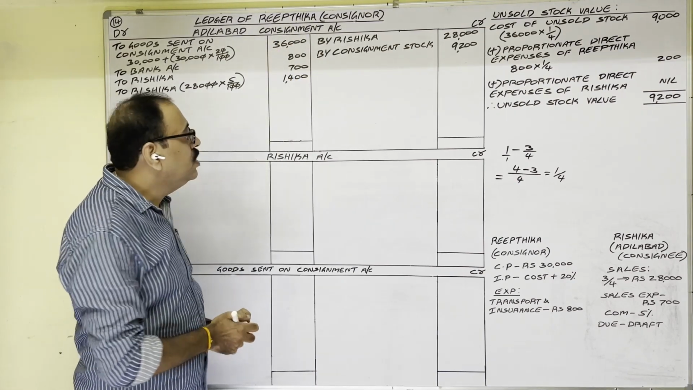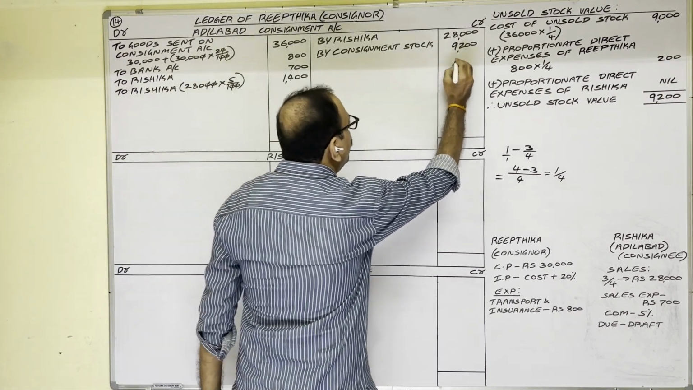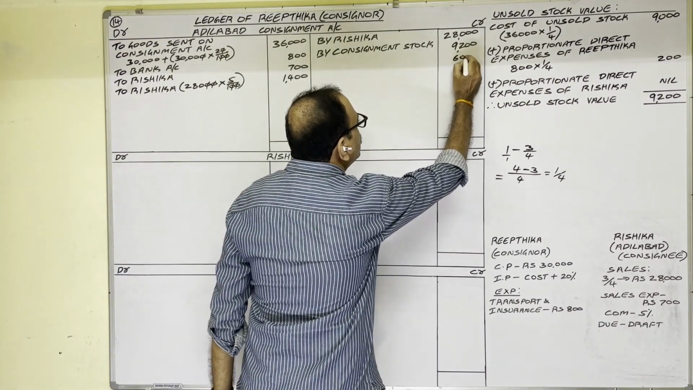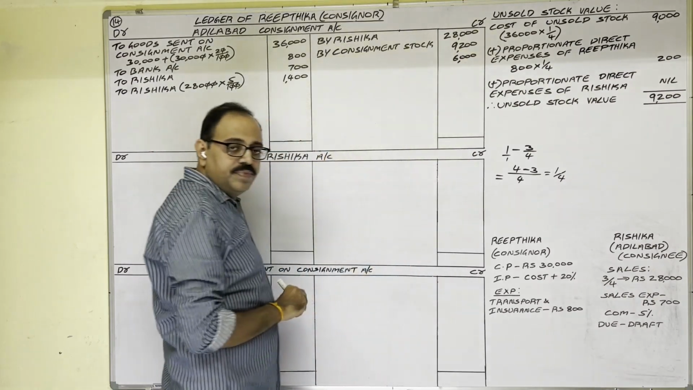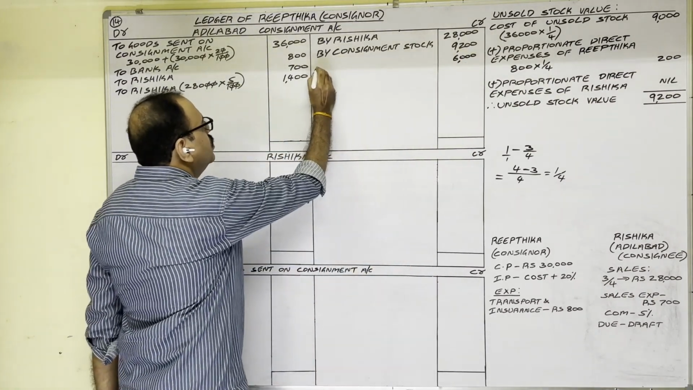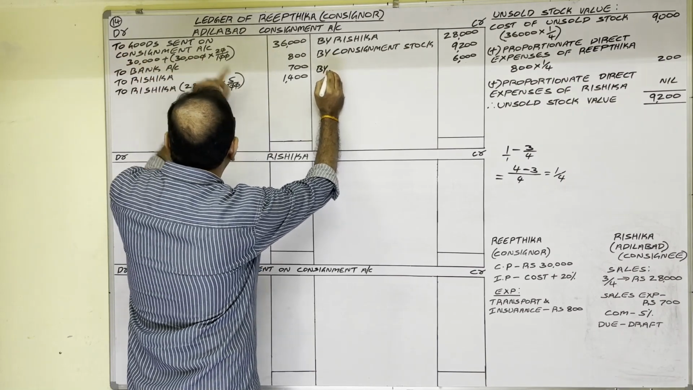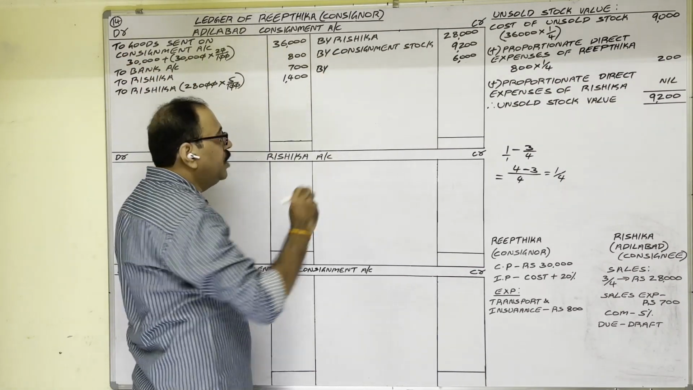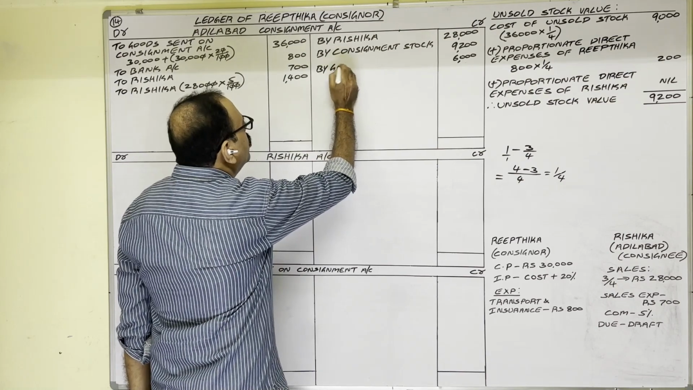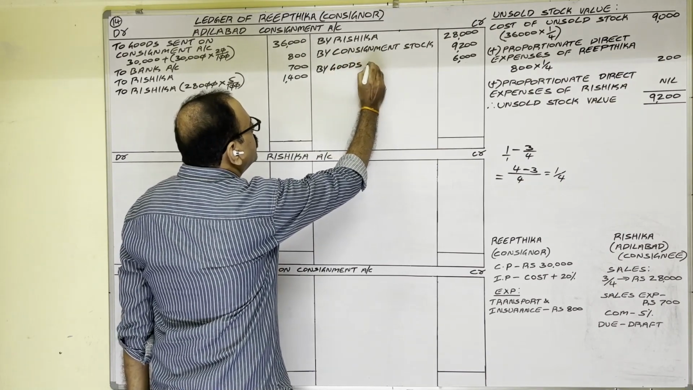How to cancel? Debit side 6,000. If you want to cancel, you have to write that 6,000 on the credit side. And what to write for that? For 36,000 we wrote "To goods sent on consignment account" earlier. Now, same name: "By goods sent on consignment."